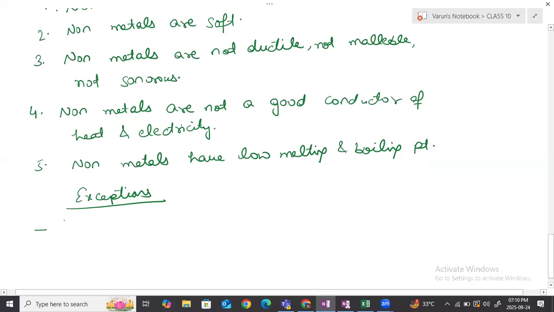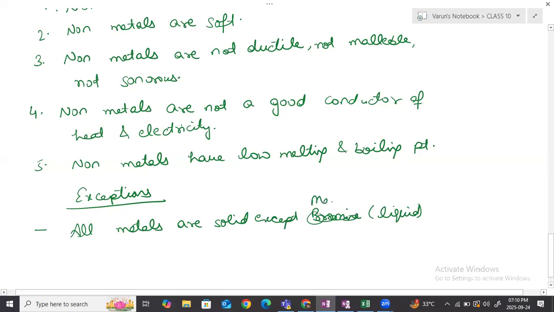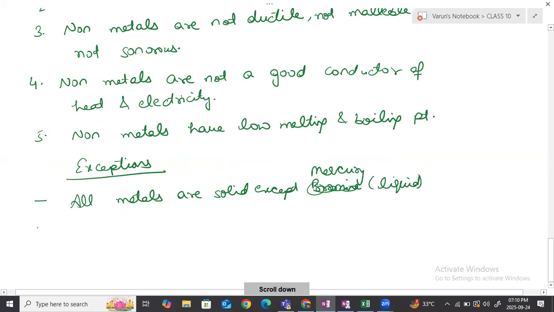We know that metals are solid, right? All metals are solid, but there is an exception: mercury. Mercury is a metal, but still it is liquid. Sorry, I wrote bromine. It is mercury. So sorry. Yes. Okay.